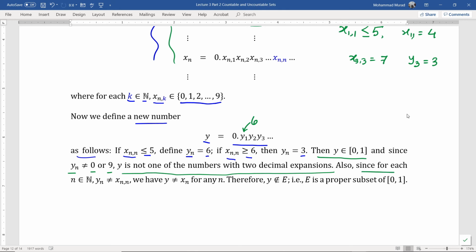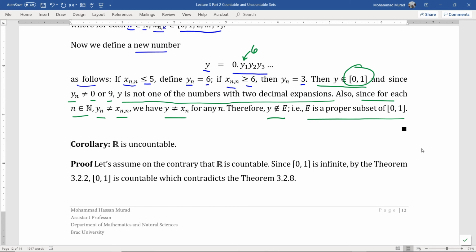Also, since for each n, y sub n is not equal to x sub n comma n, y would not match any of the elements in the set E, since we changed at least one digit from each x sub n. Therefore, this new number y is not in the set E, but it was in the closed interval 0 to 1, as the set E is a proper subset of the closed interval 0 to 1. And this concludes the proof.